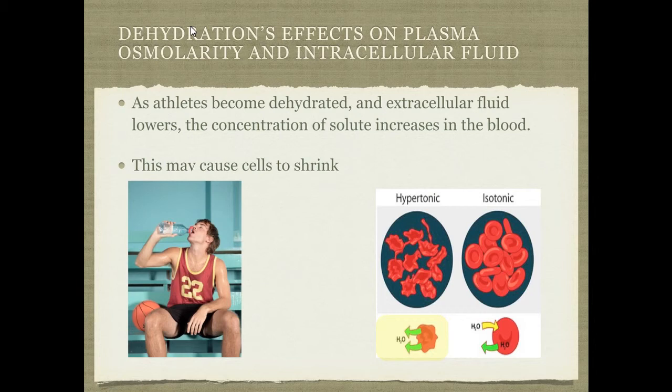But one of the things I want to point out is that dehydration can cause the opposite of cell swelling. Okay, so if you become dehydrated, extracellular fluid lowers. The concentration of solute increases in the blood. That is known as a hypertonic state. If you look at the picture to the right, in a hypertonic state, when the concentration of solute increases in the blood, you're going to have a normalization of the osmolarity, intracellular and extracellular. That's going to cause the cells to crenate or shrink. That's the opposite of what you want.